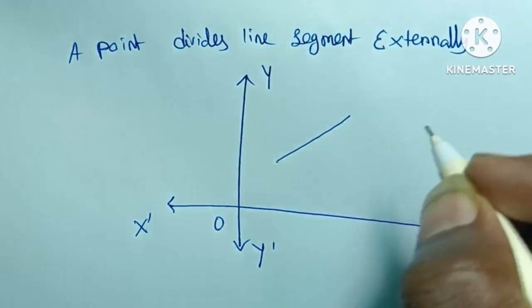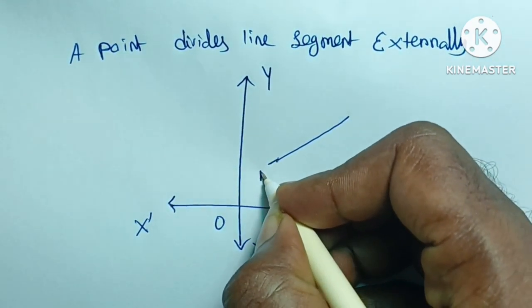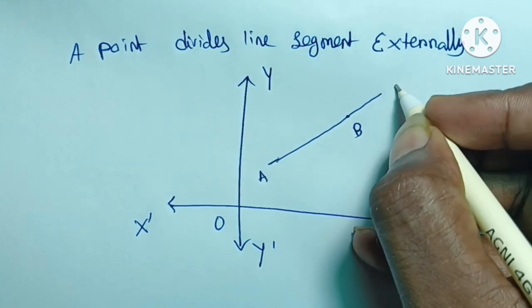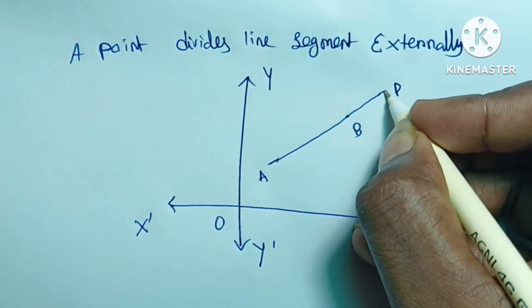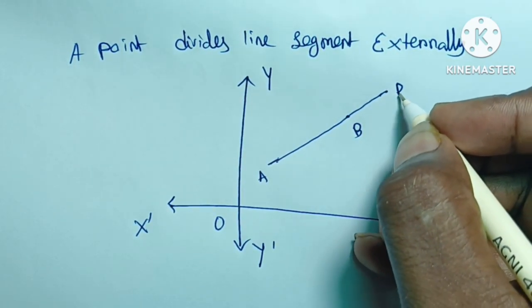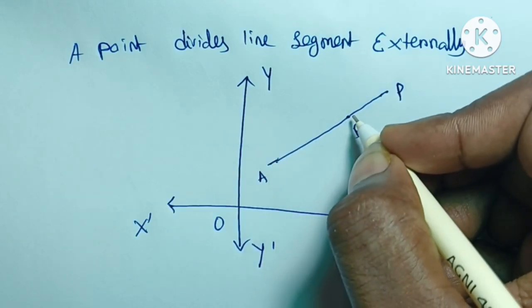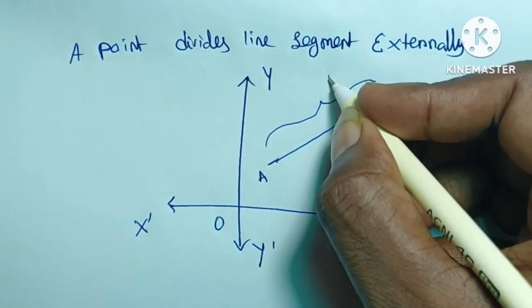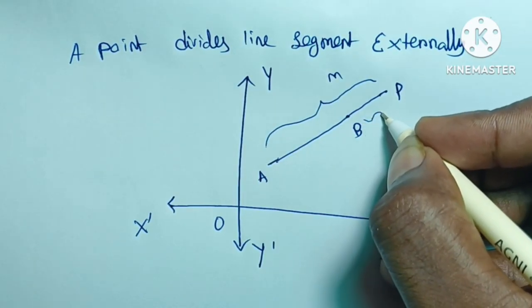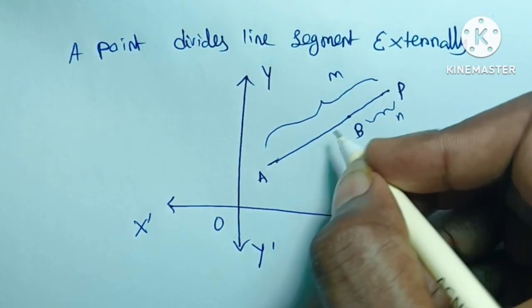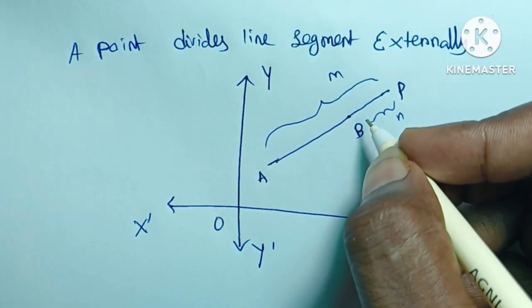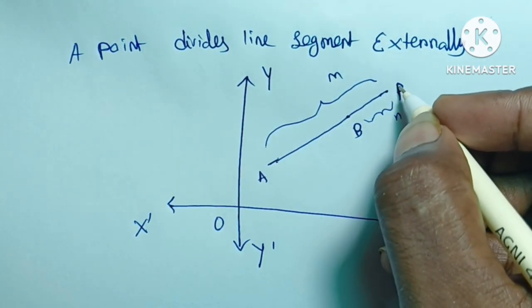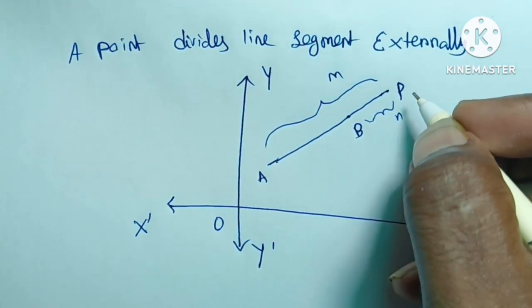AB is a line segment. This is A, this is B. If we extend this to P in this way, the point P divides AB externally in the ratio, suppose this is m and this is n. So AP is to BP equal to m is to n. So we need to find the coordinates of P.